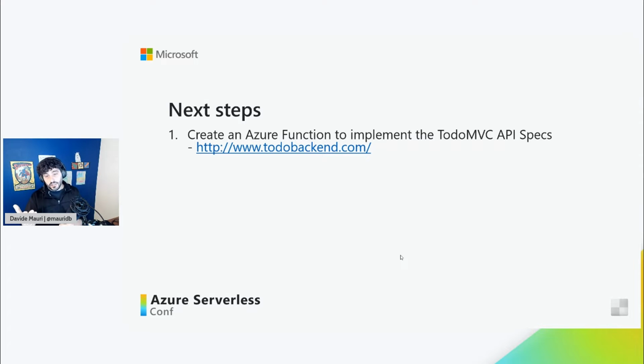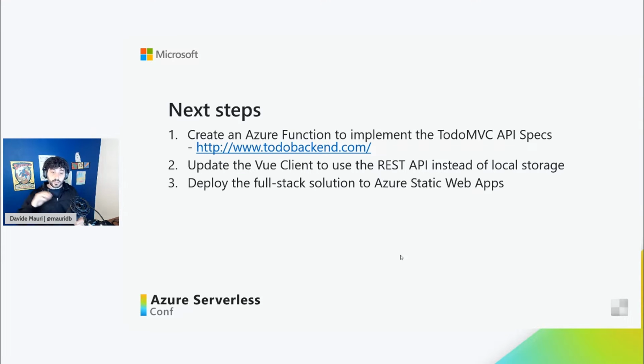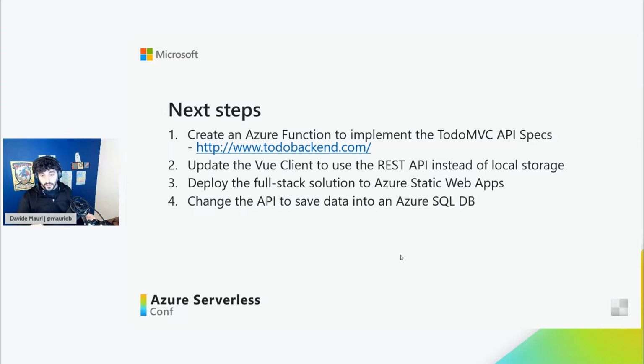So in this To-Do backend website, there are the specifications that you just have to follow in order to make a backend compatible with the front end. And then we will update the Vue client so that we can use the REST API created. And then we will deploy the Azure Static Web App to the Azure Static Web App Engine, and then we will change the API so that we will be storing the data into the database.